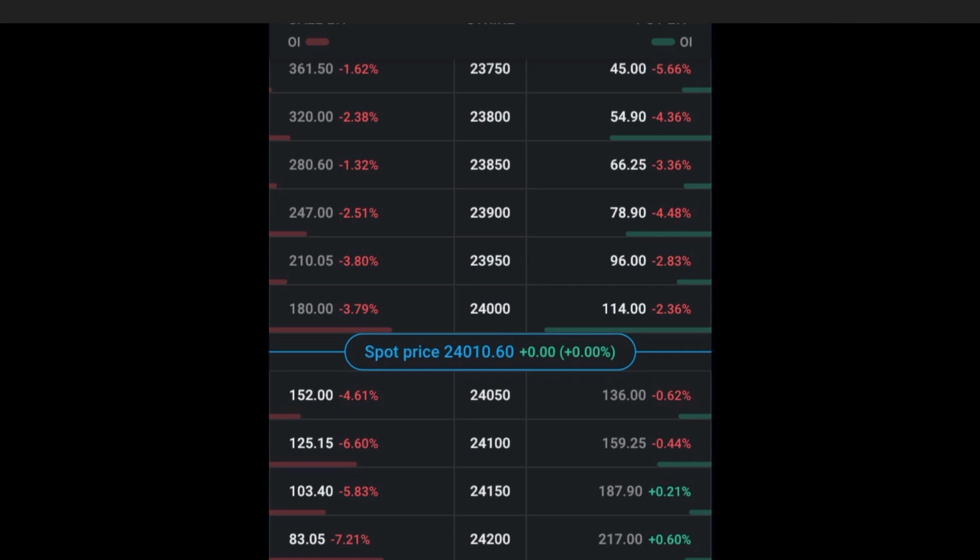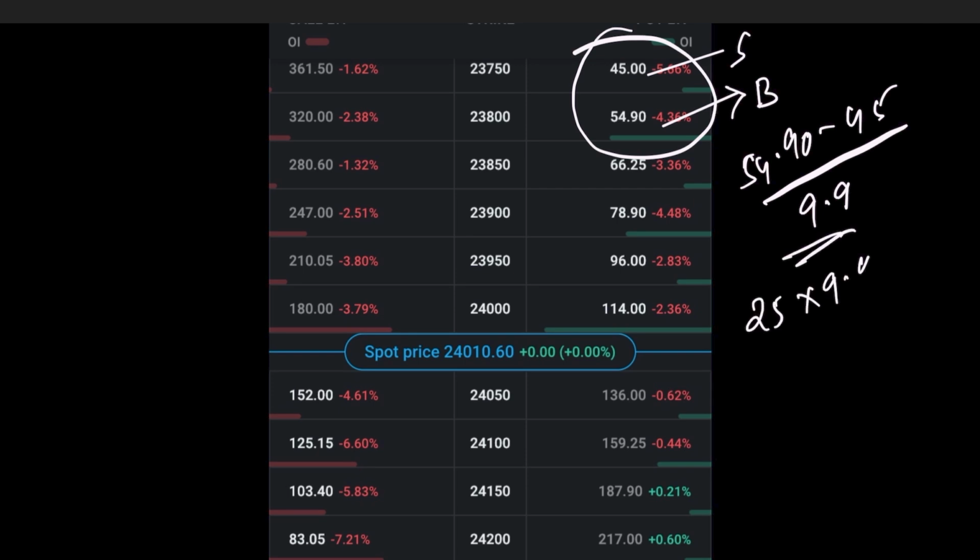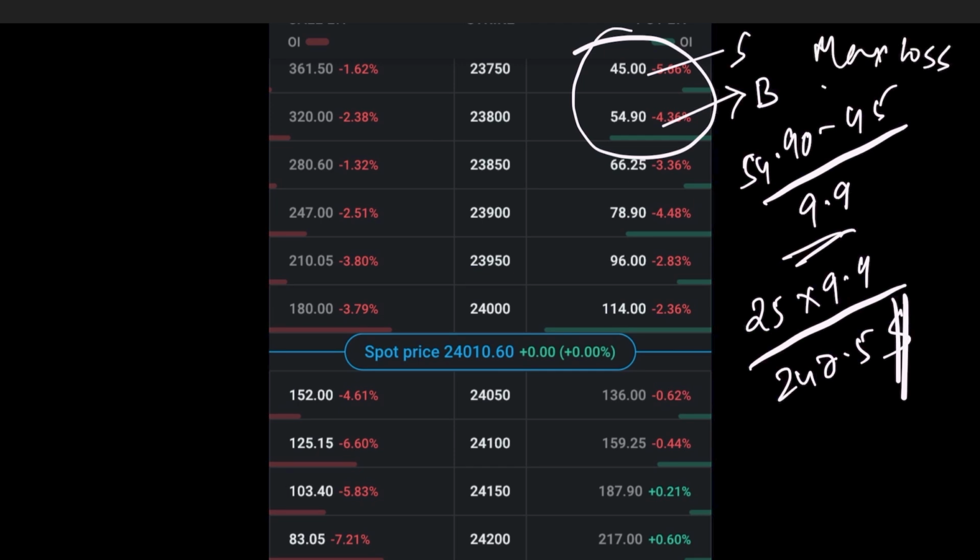Now let us take this example. You see the out of the money puts here. Sell the cheaper one at $45 and buy the costlier one at $54.90. The difference between the premiums is 54.90 minus 45, that is 9.9. So the maximum amount you will be losing here, if the lot size is 25, is 25 into 9.9. So if you have taken one lot, the maximum loss here is $247.5.